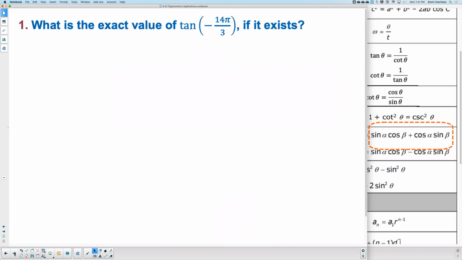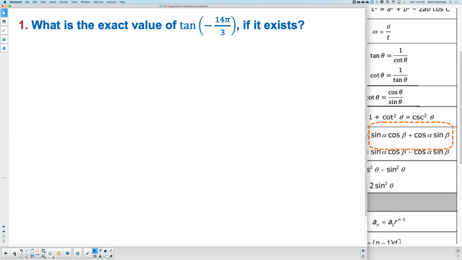Okay, let's take a look at example number 1 here. It says, what is the exact value of tangent negative 14 pi over 3 if it exists? What are some ideas you have for how we could solve this? Okay, this is lesson 4.3, by the way. I hear add 2 pi. Why should we add 2 pi? What's the problem with what you're looking at?